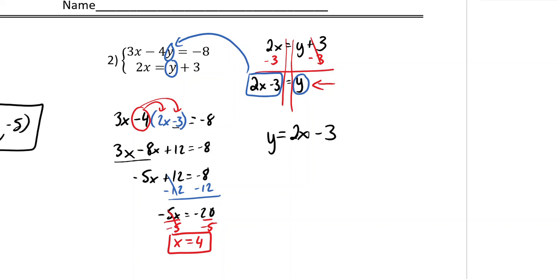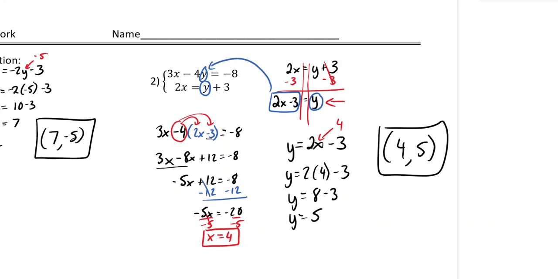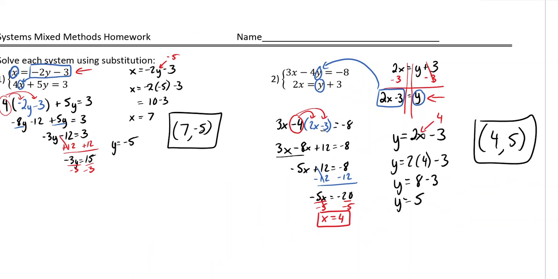But you can replace your x with a 4. This will give you y equals 2 times 4 minus 3. That's y equals 8 minus 3. So y equals 5. So my solution is 4, 5. Okay? All right, so those are the most common types, those two substitution problems like these.